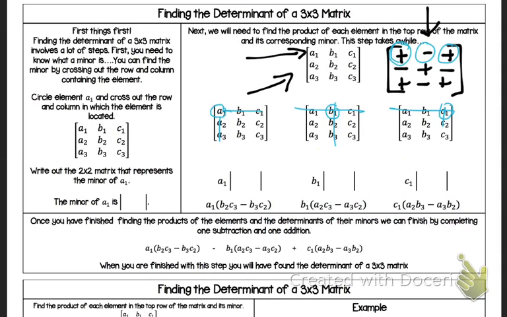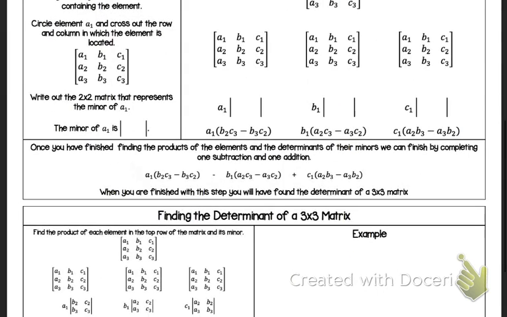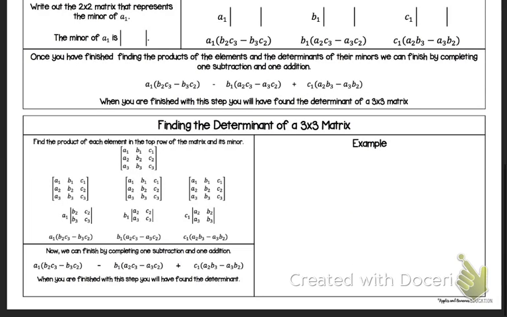Okay, this says once you've finished finding the products of the elements and determinants of their minors, we can finish by completing one subtraction and one addition. Okay, that's not very specific, that's why I wanted to show you the checkerboard thing. But once you add and subtract those, that gives you your determinant of the 3 by 3 matrix. So it's not too bad if you just keep everything straight.